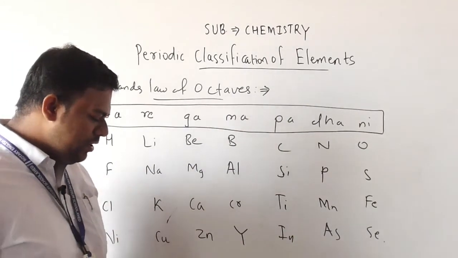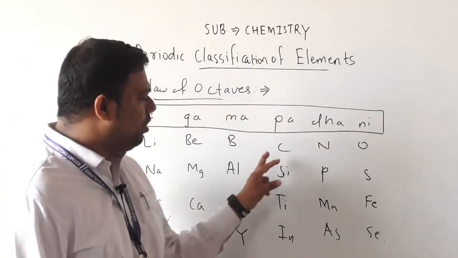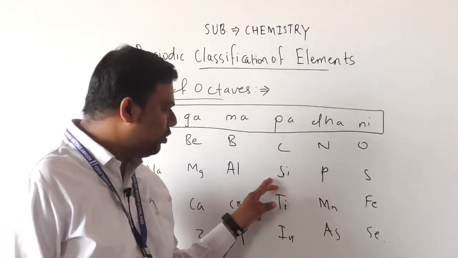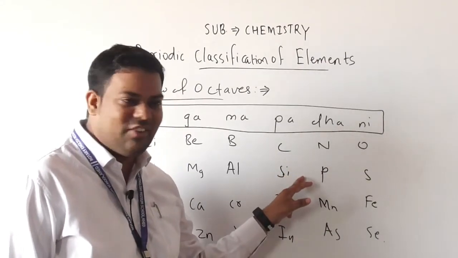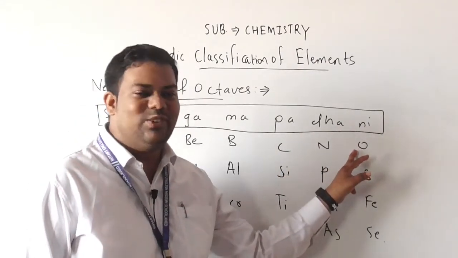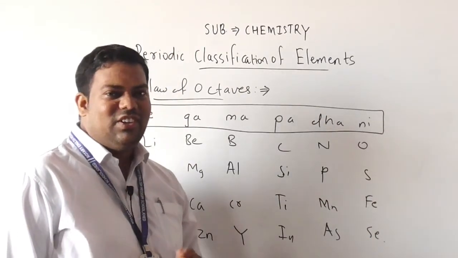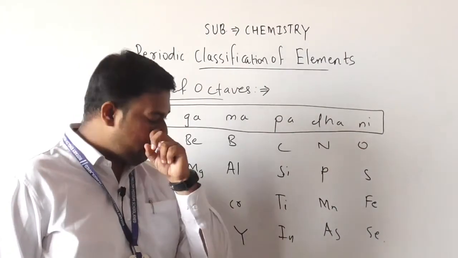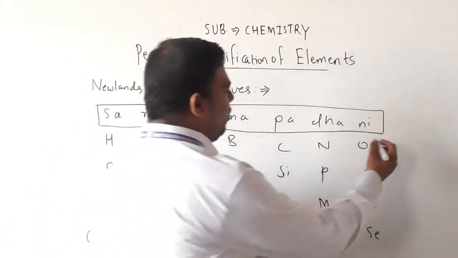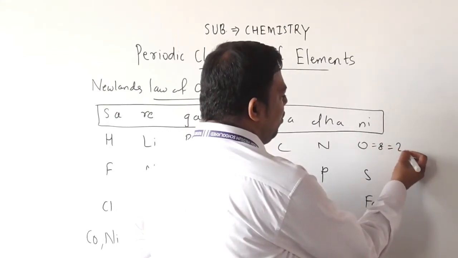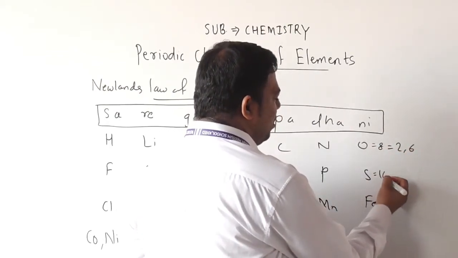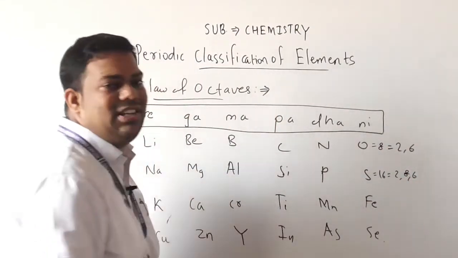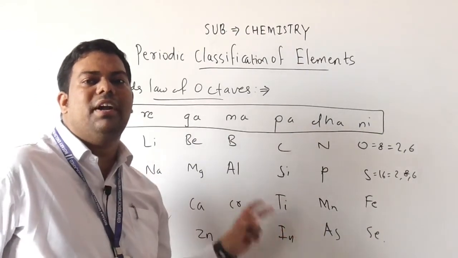Understood? See, carbon shows valency 4, silicon also the same; nitrogen has 3, phosphorus also has 3 valency; oxygen has 2, sulfur also 2. Oxygen has atomic number 8, so we write 2,6, and sulfur has 16, so 2,8,6. Like that, they resemble each other in their properties.